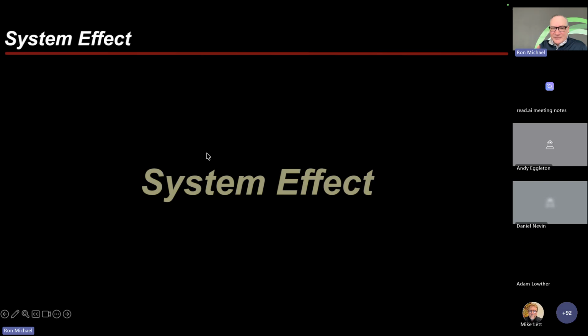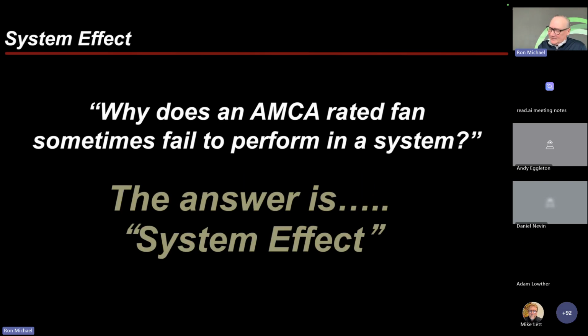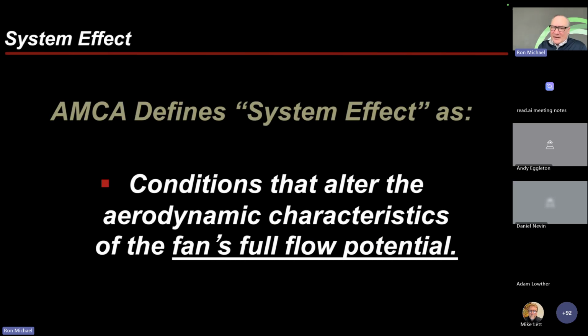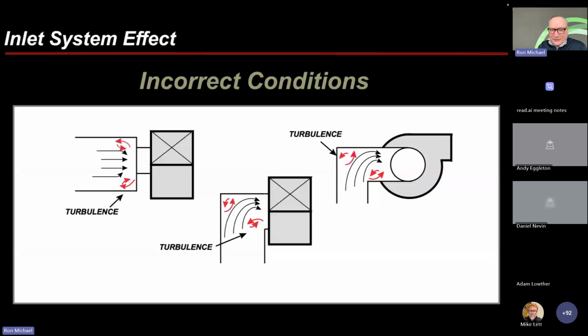Okay, all right. So let me kind of speed up here a minute. System effect. What is system effect? Look, it's when you apply a product into your system that is a little bit different than the way it was tested. Keep in mind, all products are tested so you get the full flow potential. If you have restrictions, you're going to get a loss of performance and your data is not going to fall on the fan curve. Okay.